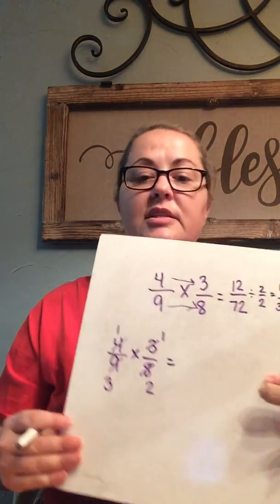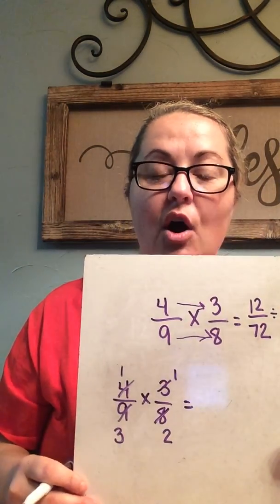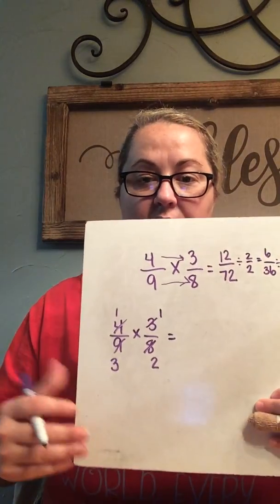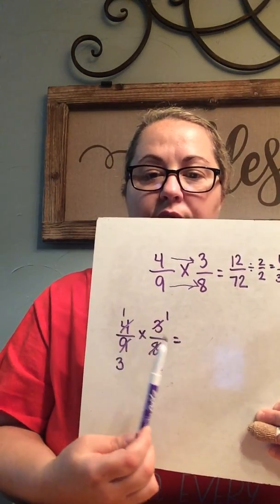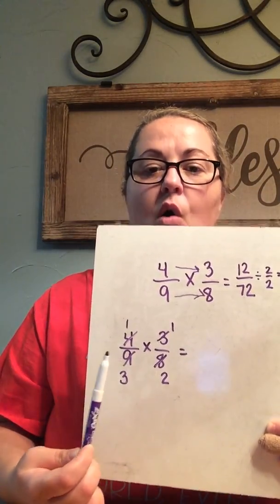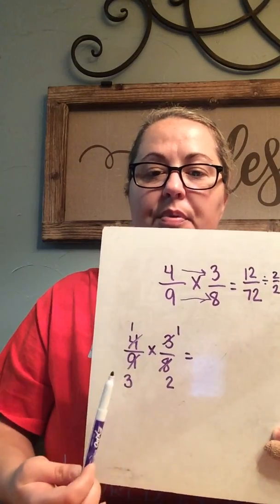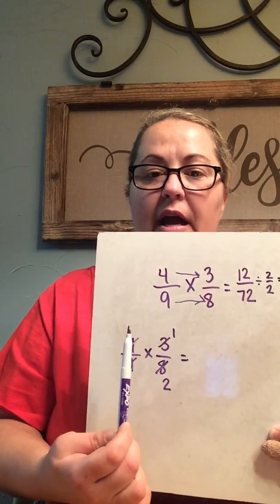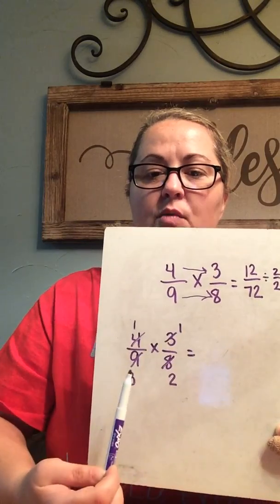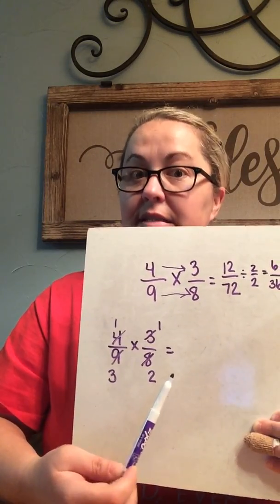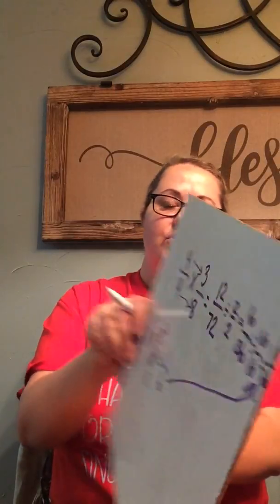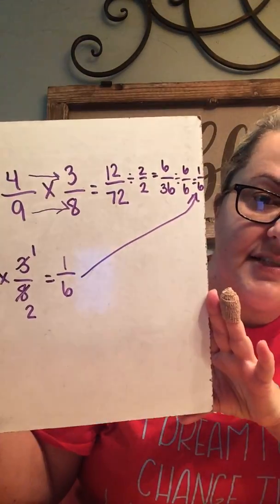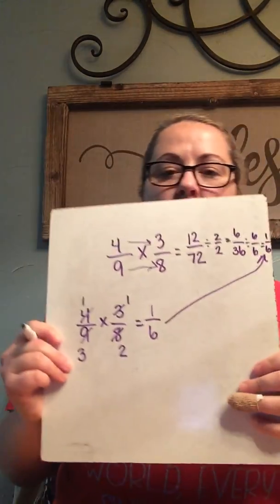All right. This is what our problem looks like once we get our new numbers in there. So now, look, all these numbers have been marked out. So we're only going to use the numbers that we replaced them with. So we're going to have 1 times 1 is 1, and we're going to have 3 times 2 is 6. Okay? I'm going to write that down for you. 1/6.